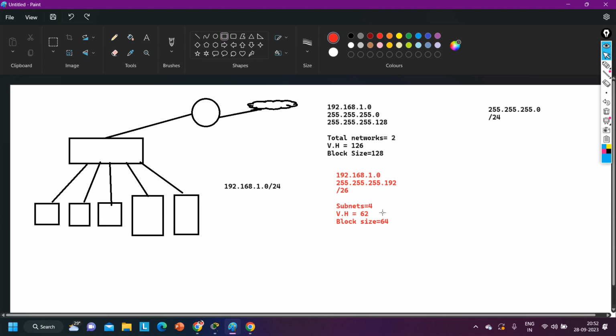Valid hosts is 2 to the power h minus 2. If network bits is 26, then what will the host bits be? Out of the 32 bits of the IP address, if 26 bits are network bits, how many host bits are there? 6. So 2 to the power 6 minus 2 is 62. And block size is 256 minus the subnet mask of the last octet, which means 192.